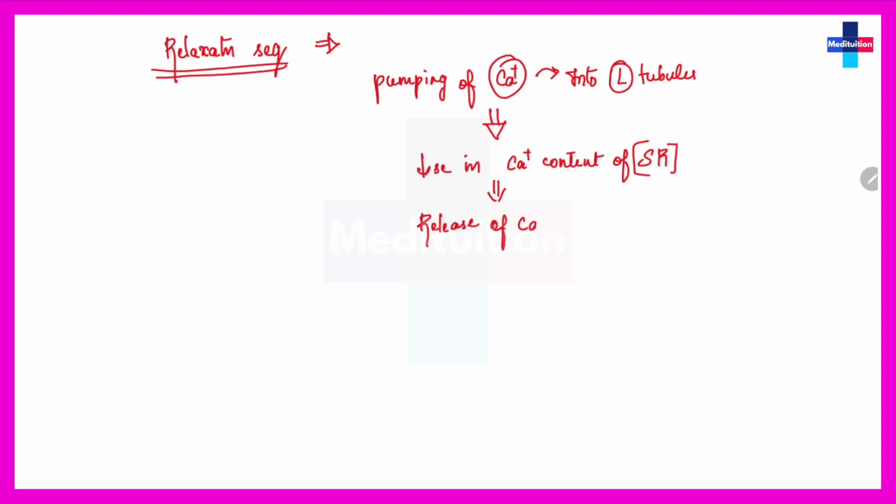So again, there is less content and less concentration of calcium. Then they release the calcium. Who releases the calcium ions? Our troponin C releases the calcium. Once it has released the calcium, it detaches the myosin head. The myosin head, which was already attached to our actin, detaches from the actin.